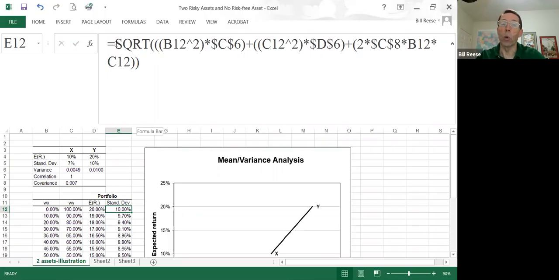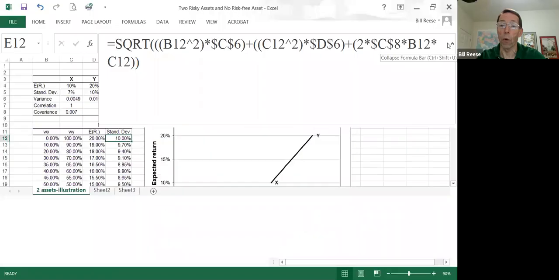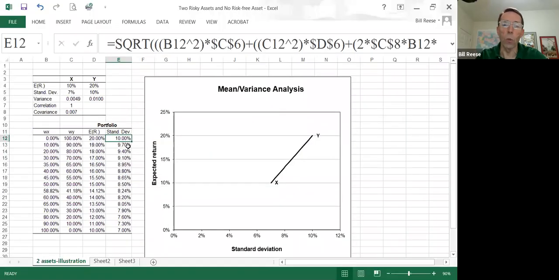And then we take the square root of that, which gives us the variance of the portfolio, and that gives us the standard deviation of the portfolio. Okay, so it's stuff we've learned already that's going to give us the standard deviations of each of these.